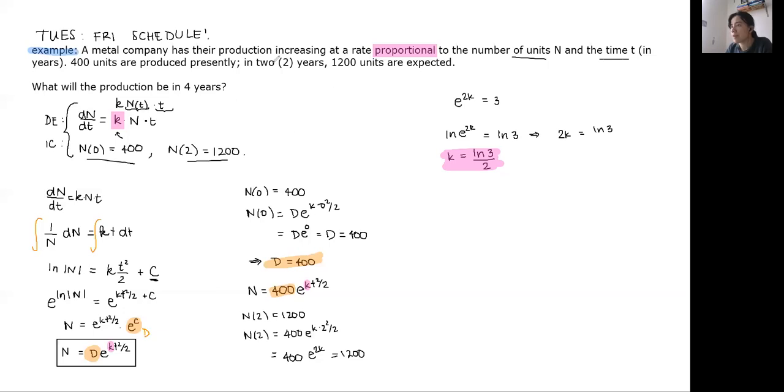To finish the problem, I'm being asked what the production is in 4 years, which means that I'm looking for n of 4. So the first thing I'm going to do is to simplify the expression for just n. So n is equal to 400 times e to the power of k, which is ln of 3 over 2, times t squared over 2. Right, so all that I'm doing here is replacing the value of k into the expression that I already had for n.